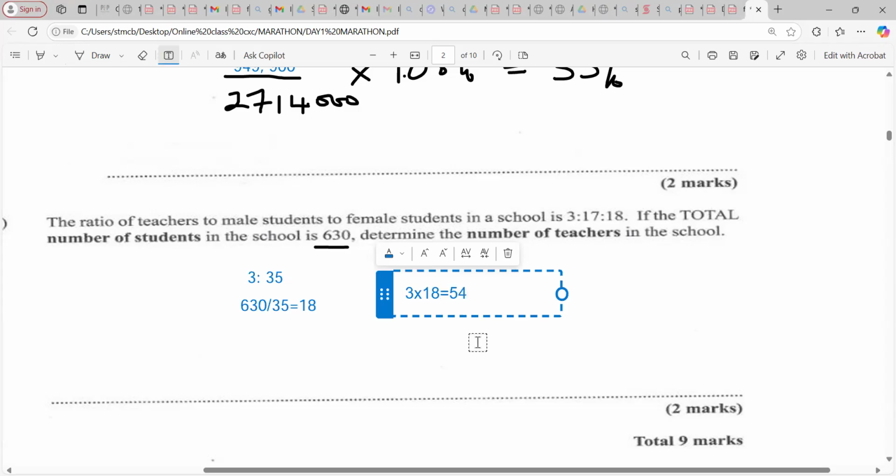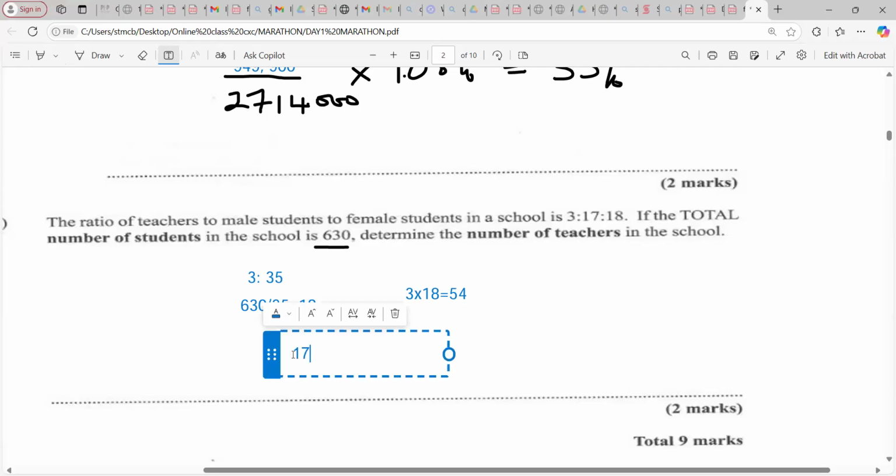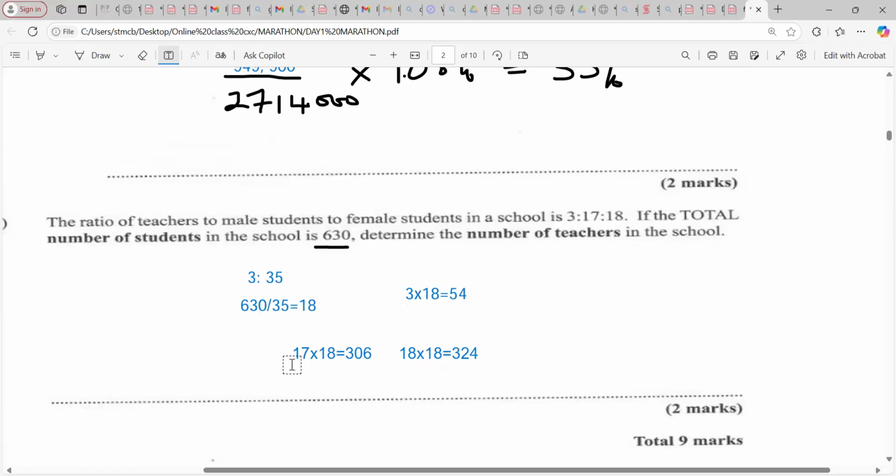Equal to 54. We could also find the number of females by just multiplying 17 by 18. Not too much, that works out to 306. So 306 female. And I get the boys by saying 18 times 18, which is 324. So see it? 54, 306, 324. And that will give you 2 marks.